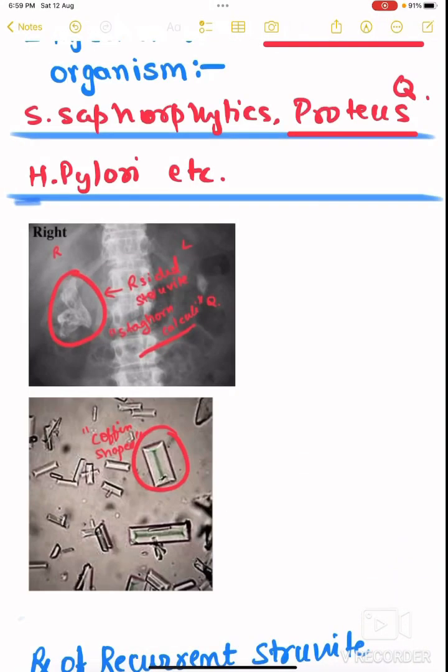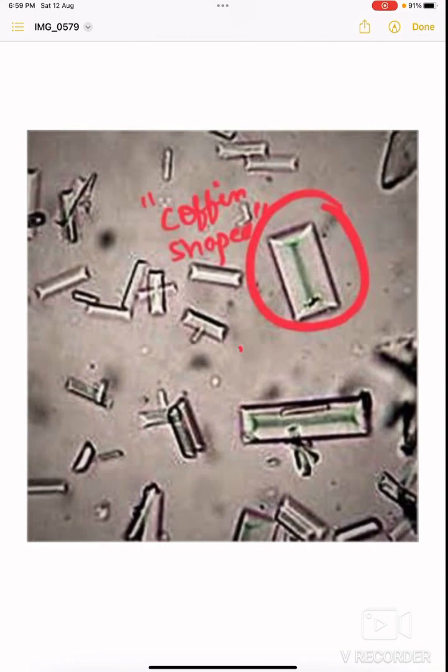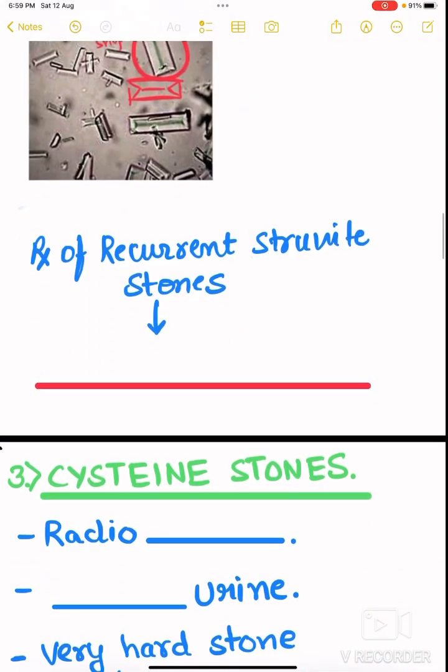We all know what a coffin is. It is coffin shaped. It looks like this. So this is the shape of struvite stone. Extremely important. What is the treatment of recurrent struvite stone?